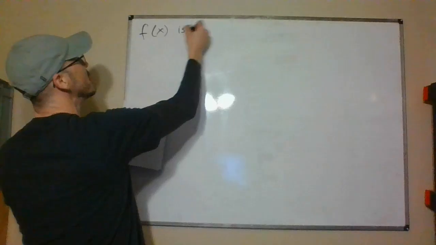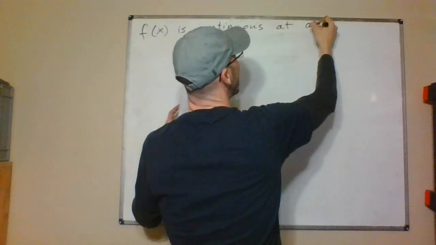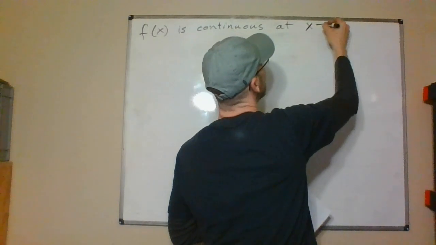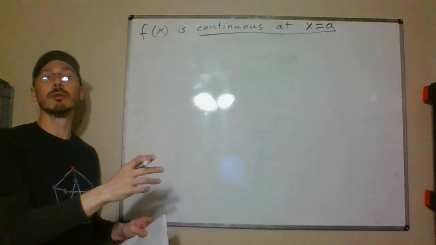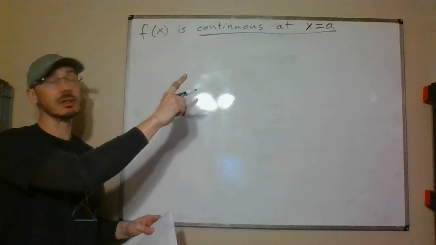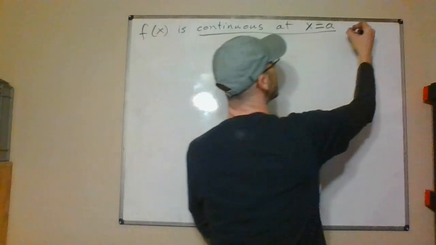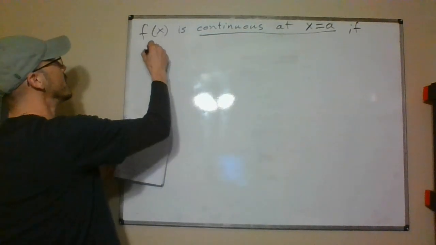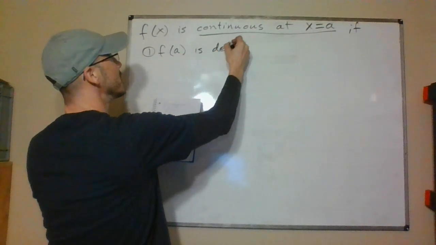And it's this: f of x is continuous at, let me say, at x equals a, or continuous at a, for short. And that's really what I'm defining. We're still talking about continuity at a point, so the function is continuous at the point a if the following three conditions hold. The first is f of a is defined.